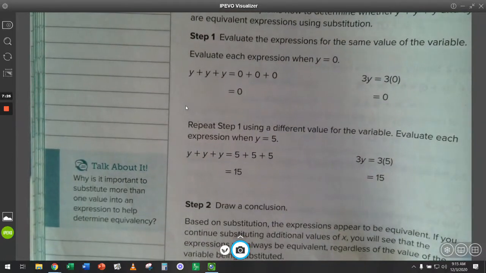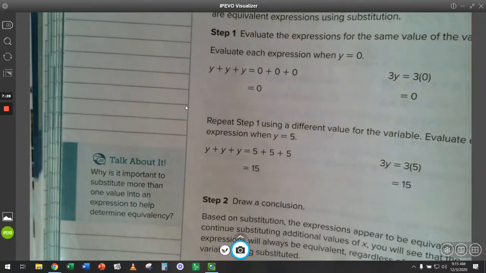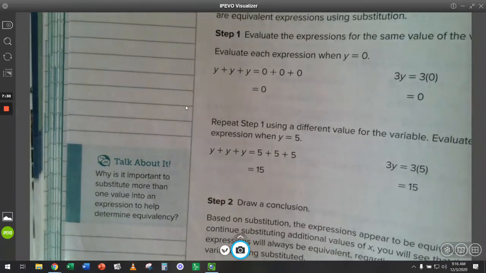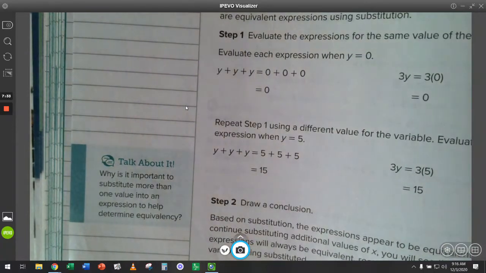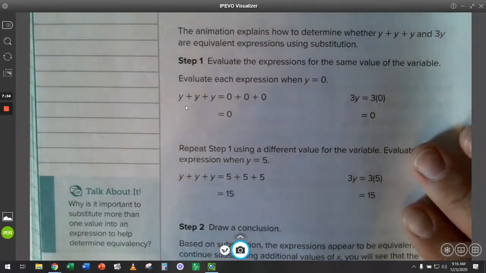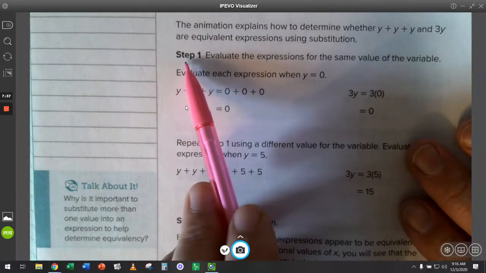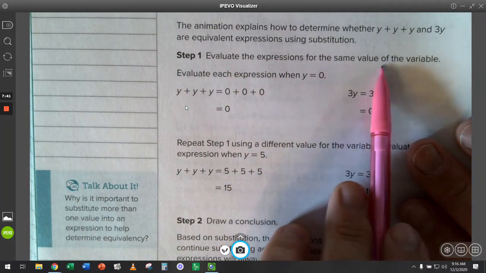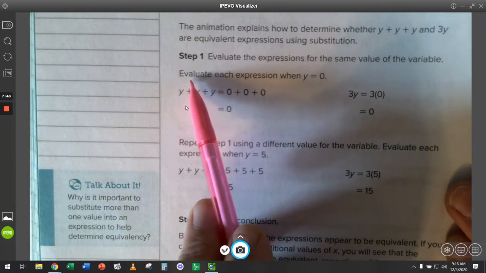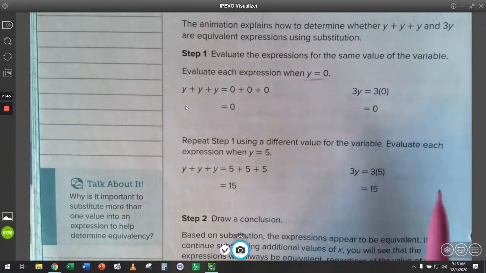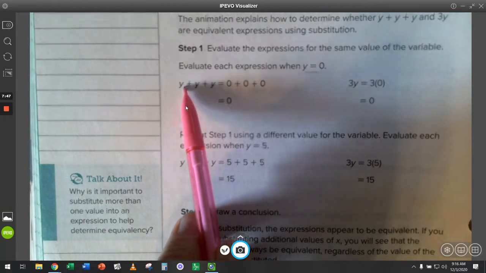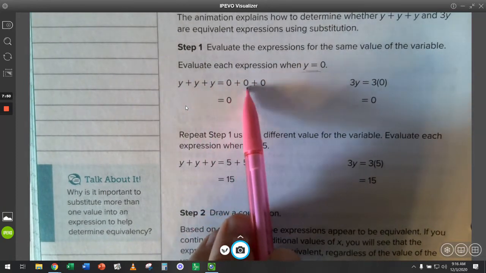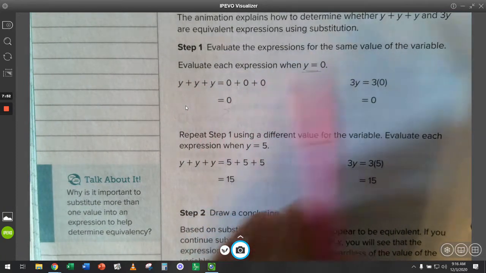All right, so let's move along now to page 318. We're going to be talking about using substitution to identify equivalent expressions. So step 1, we're going to evaluate the expressions for the same value of the variable. Now, y is equal to 0 here. So we would say y plus y plus y is 0 plus 0 plus 0. So the answer here would be 0.